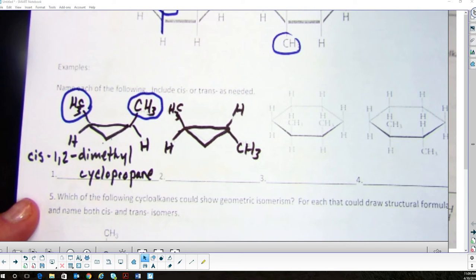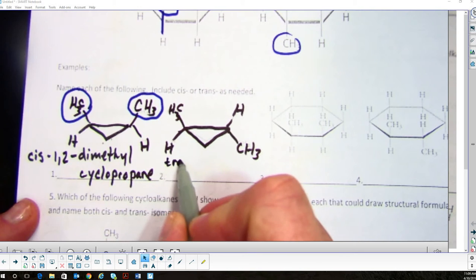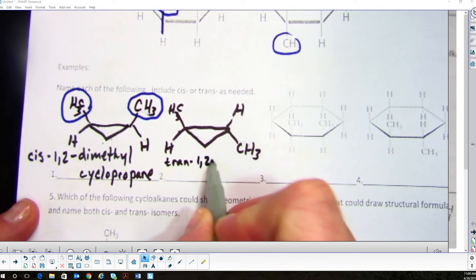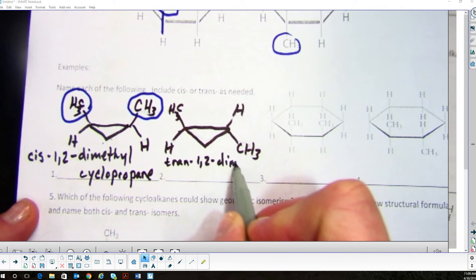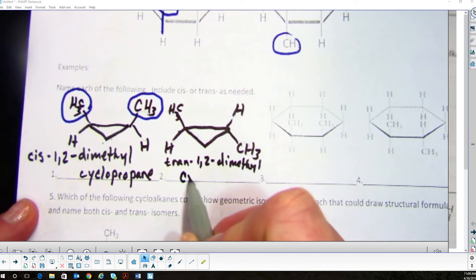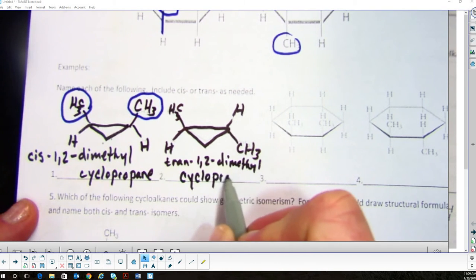Basically, it's named the exact same thing except we put trans in the front. So we're going to go trans, 1,2, dimethyl, cyclopropane.